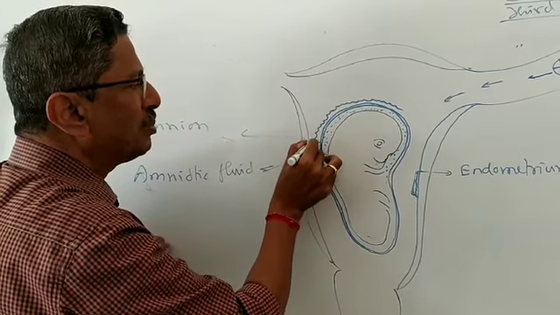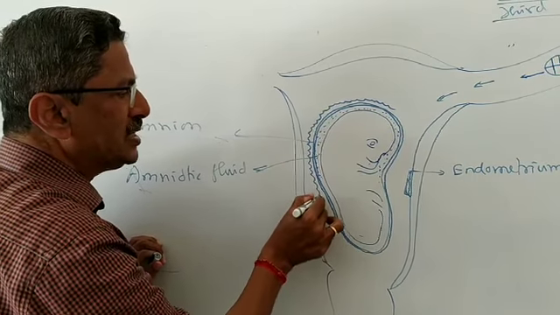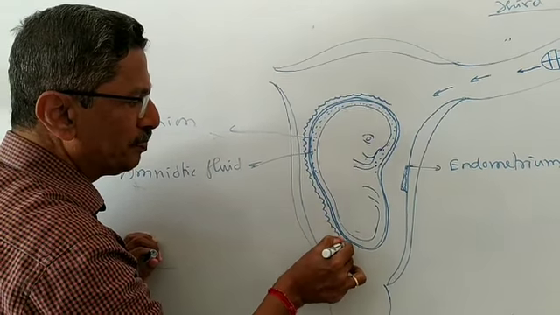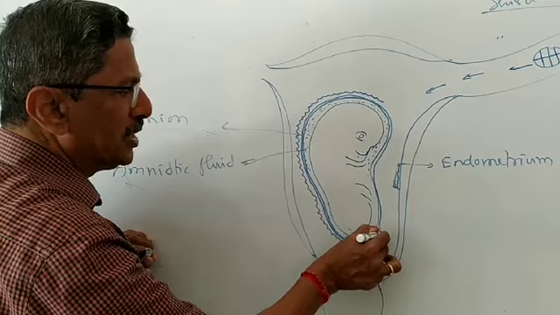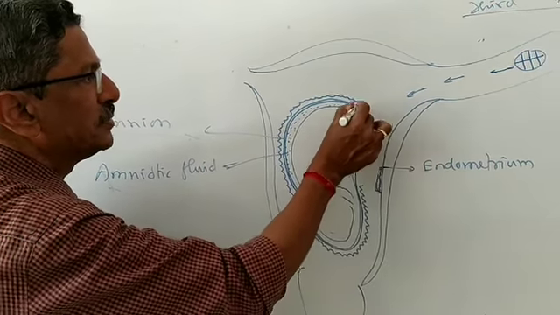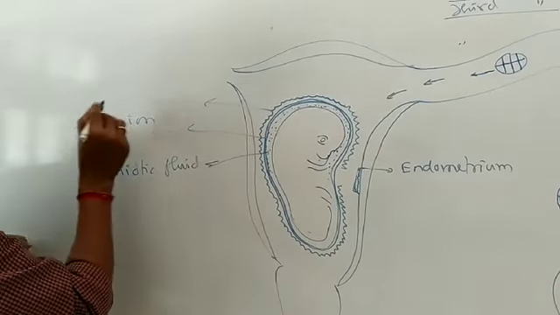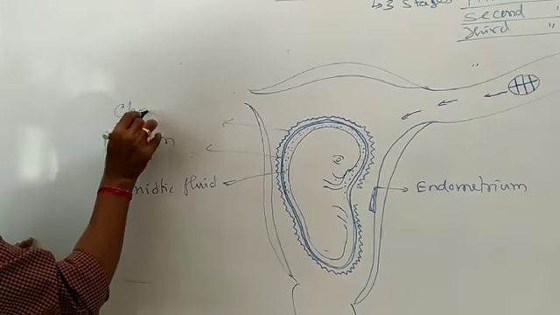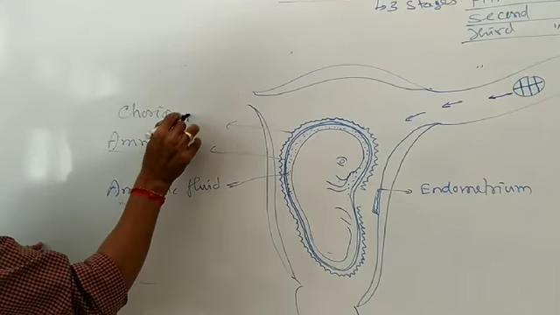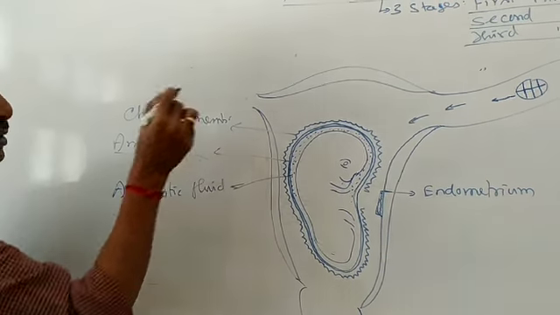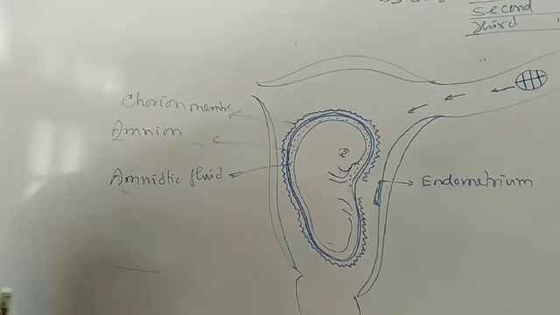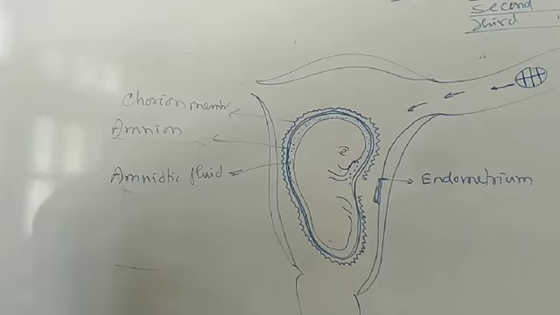Okay, for diagrammatic representation I am drawing like this. It is a rough membrane, it is not very smooth. It is forming the outermost covering of the fetus. Now the next membrane is called the chorion membrane. This chorion membrane is giving additional protection to the fetus.